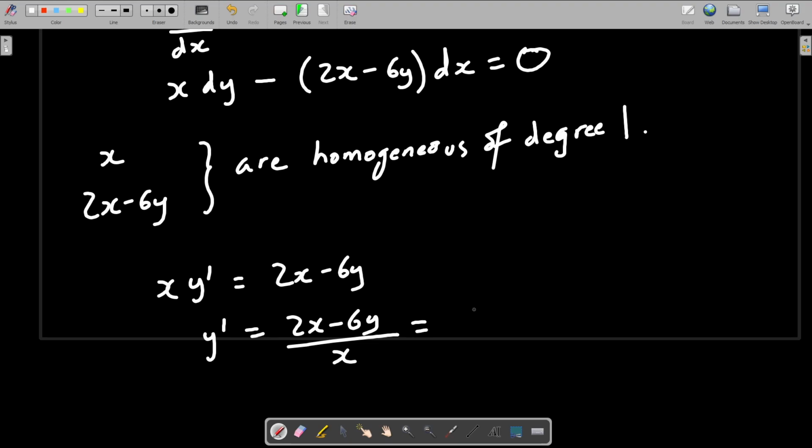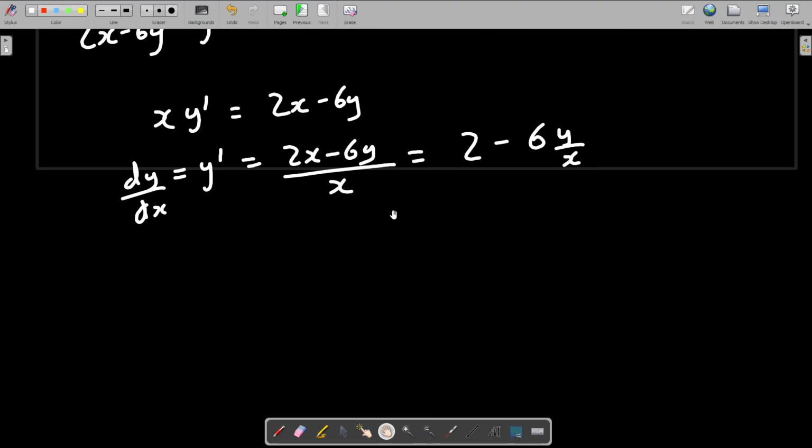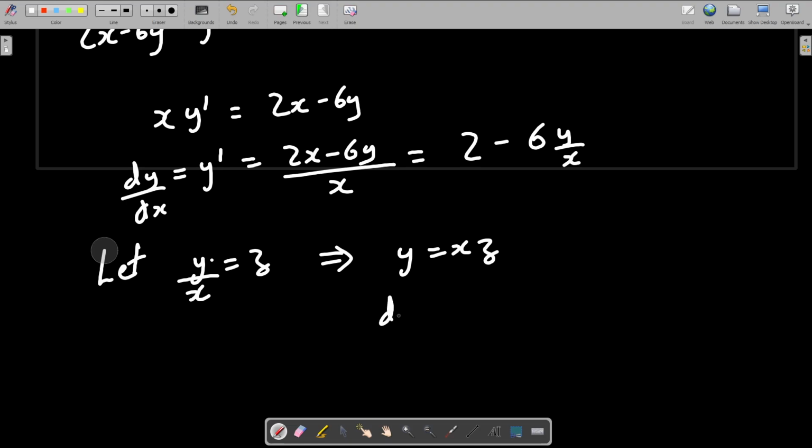So this can be easily written as 2 minus 6y by x. And this side you can write as dy by dx. So let y by x be equal to z. So what will we get here? This will imply that y is equal to xz. So hence dy by dx is equal to z plus x times dz by dx.